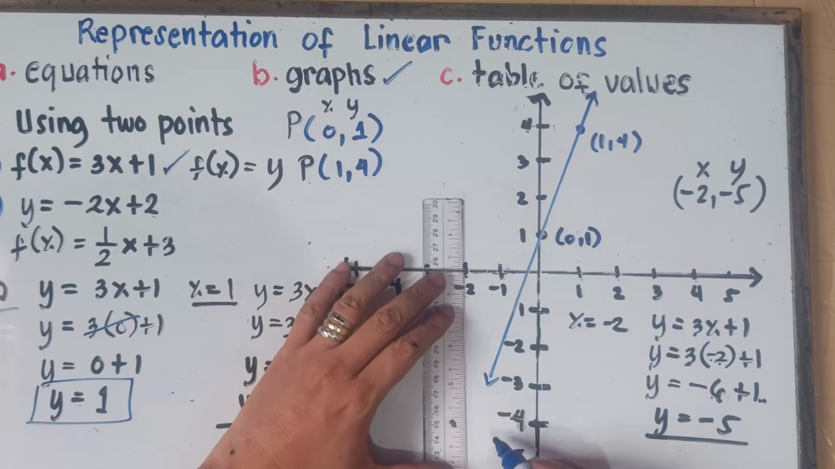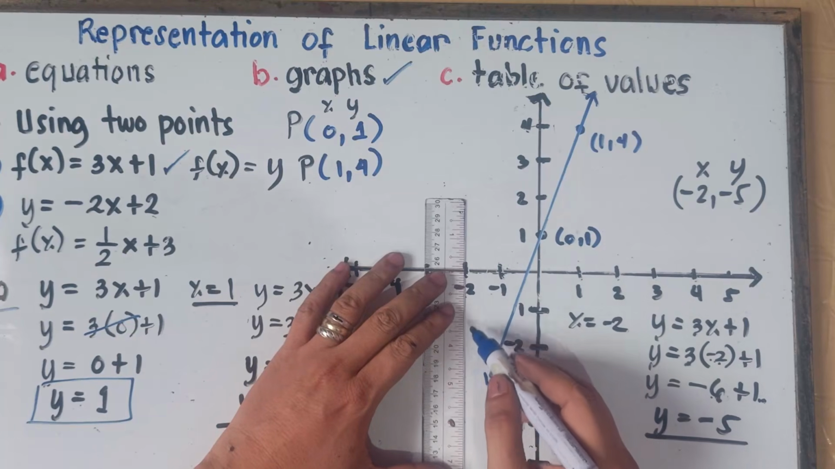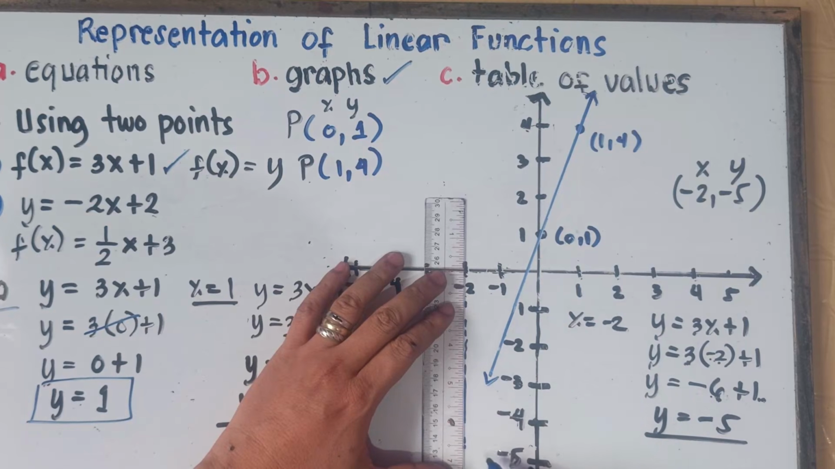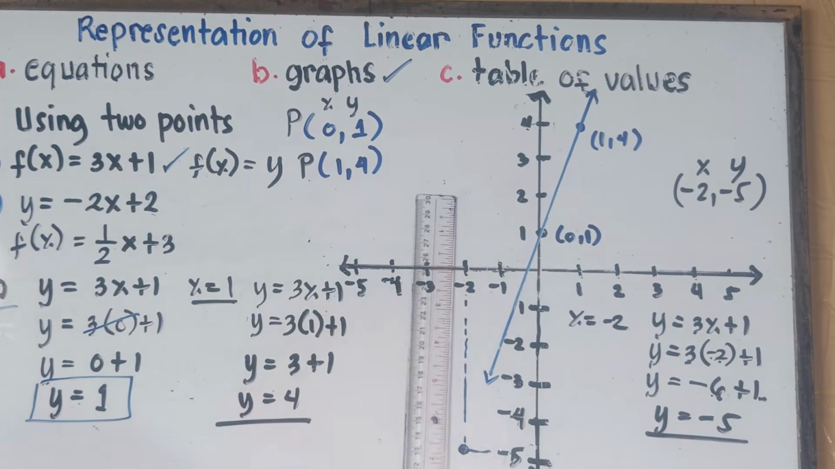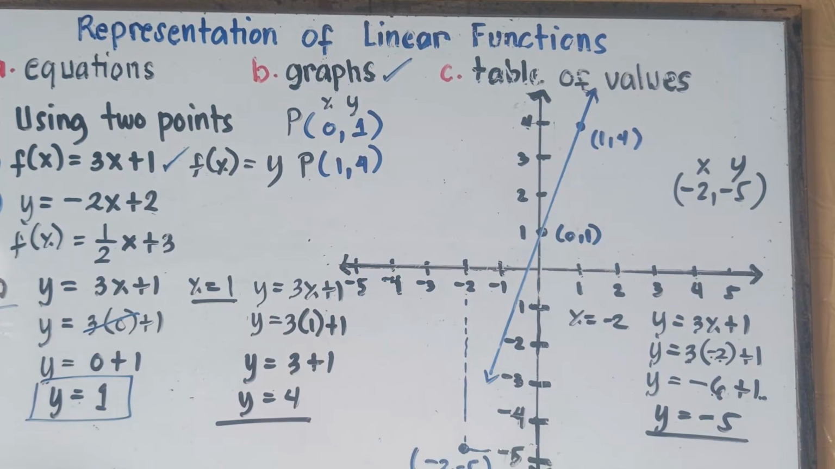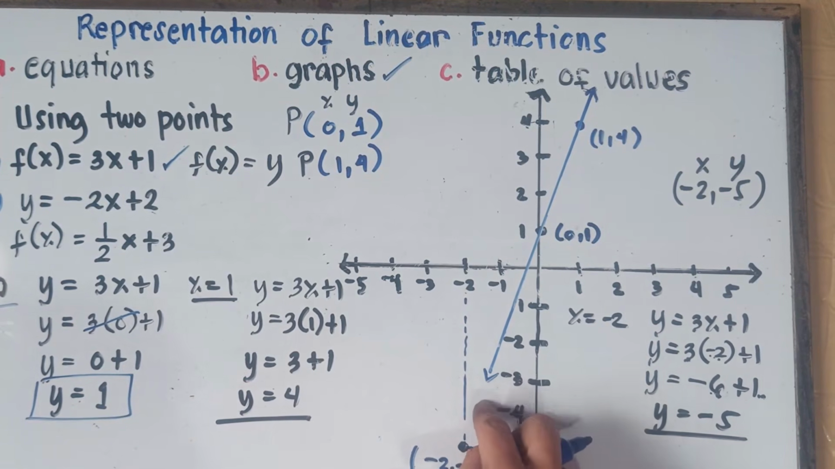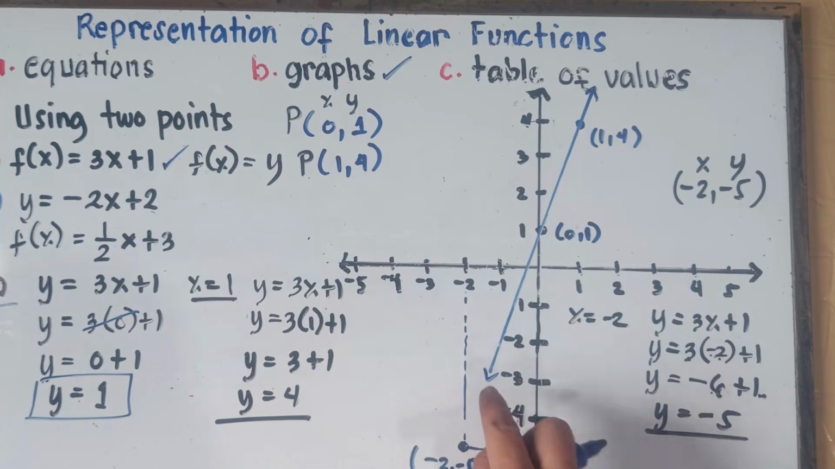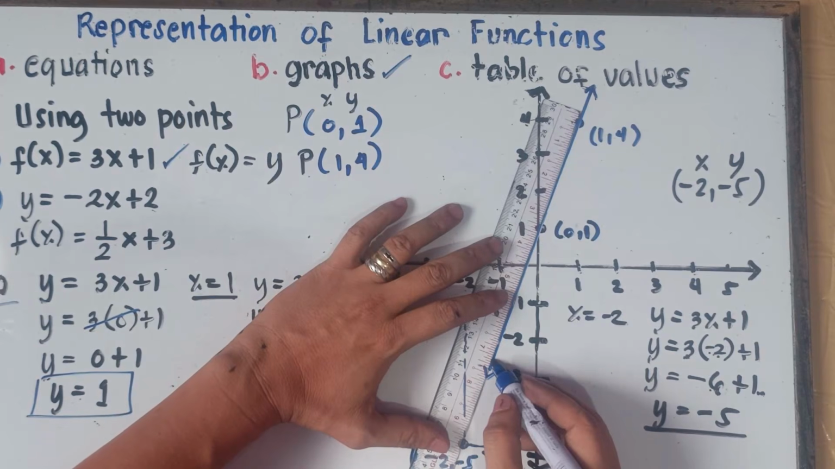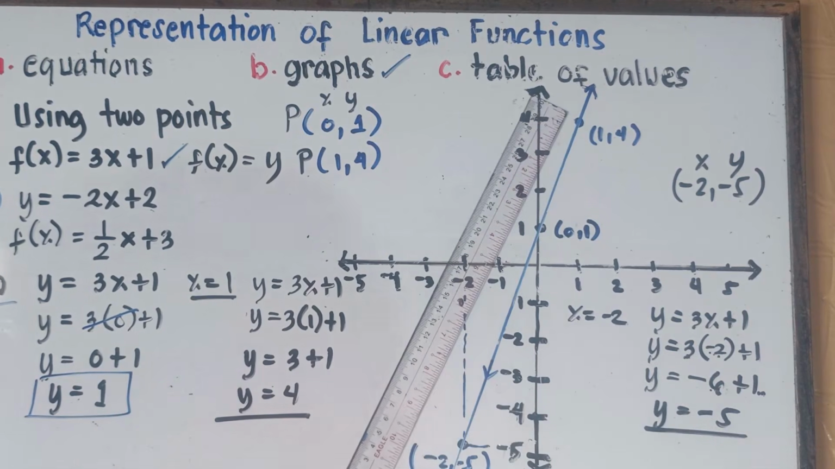Where's that one, class? That's correct. This one right here: negative 2 and then negative 5. Now question, does it pass in this given straight line? Yup, it will pass in this given straight line. I'm sure, class, 100% it will pass in this given straight line.